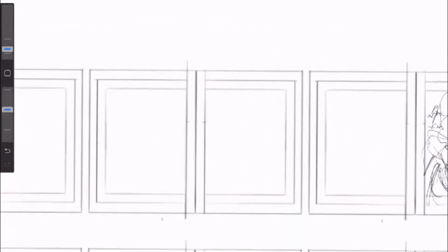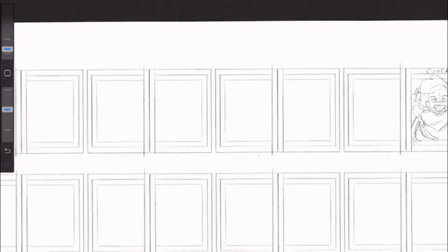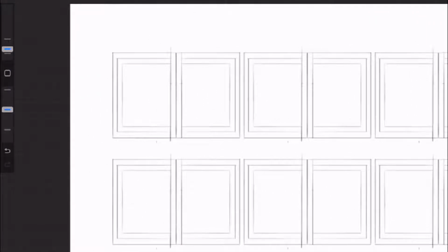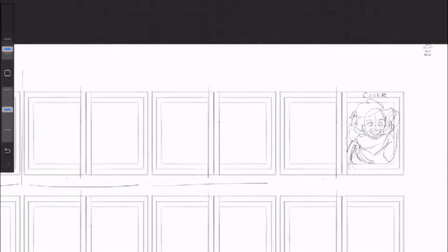This is how I like to do my thumbnailing, these open page layouts, organized and separated in pairs of two, so that I always know where to start. And I usually like to start on the right hand side page.